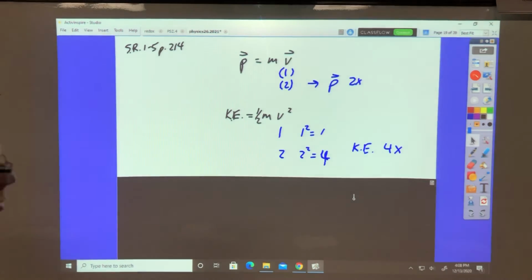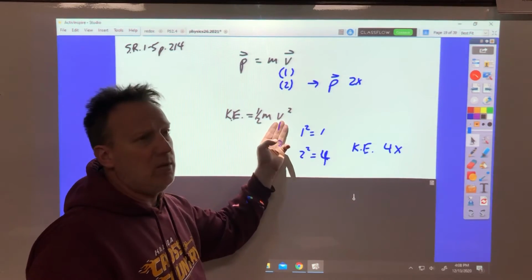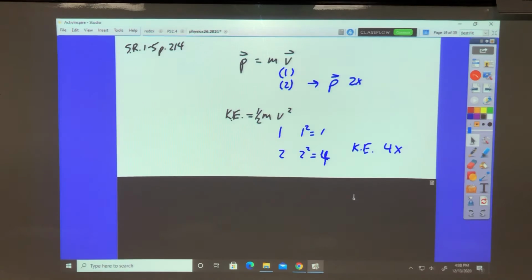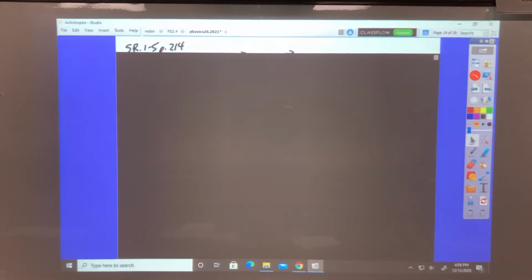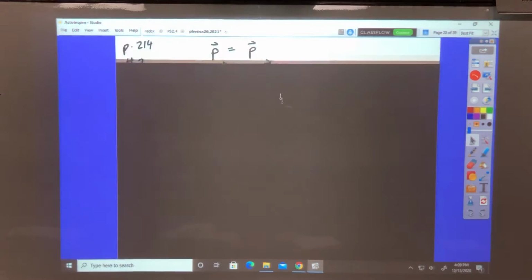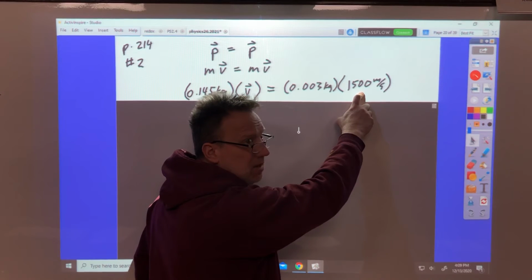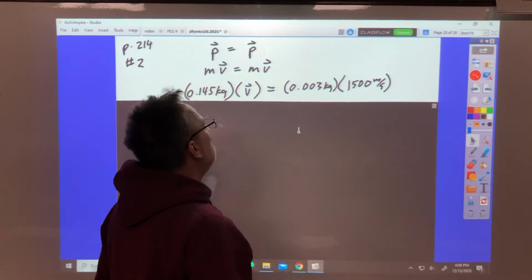If this velocity is tripled, the momentum triples. The kinetic energy goes up by 3 squared, 9 times as much. A pitcher claims he can throw a 0.145 kilogram baseball with the same momentum as a speeding bullet. So the bullet's 0.03 kilograms going at 1,500 meters per second, which is quite fast. That's supersonic and then some, because 343 meters per second is the speed of sound, so this is a supersonic bullet.